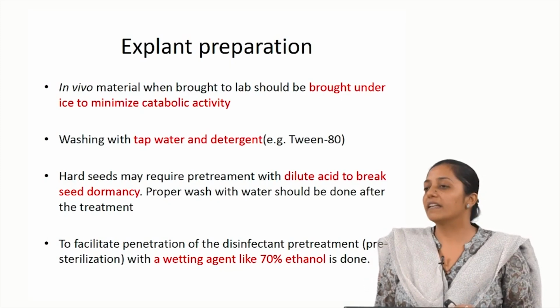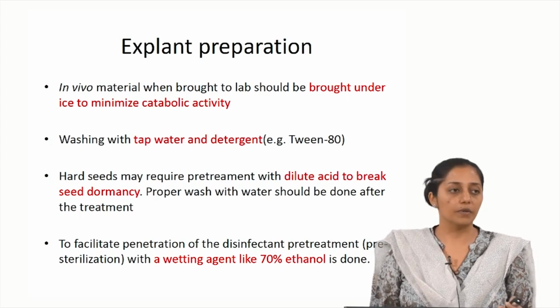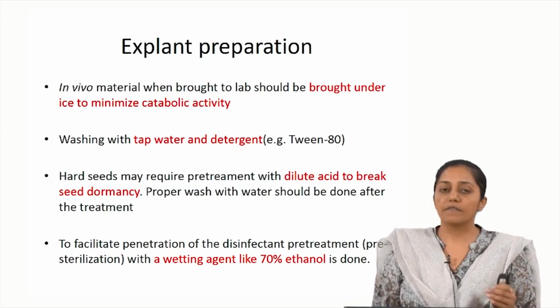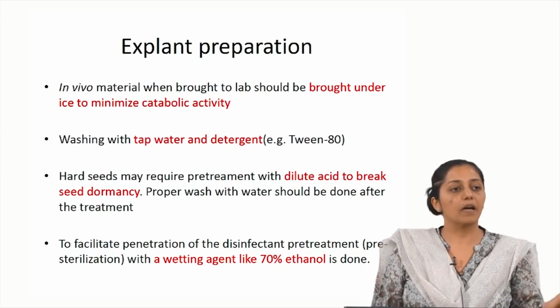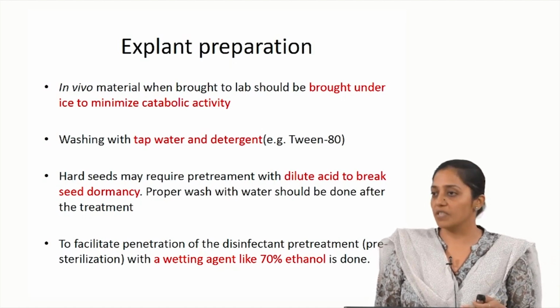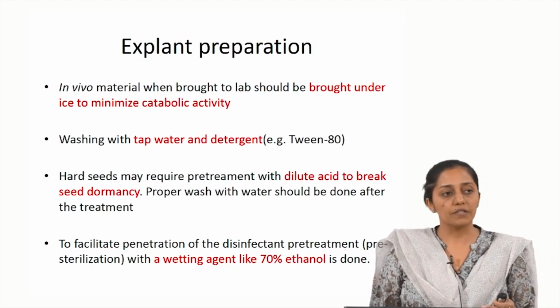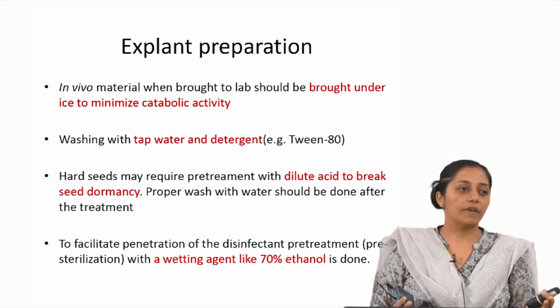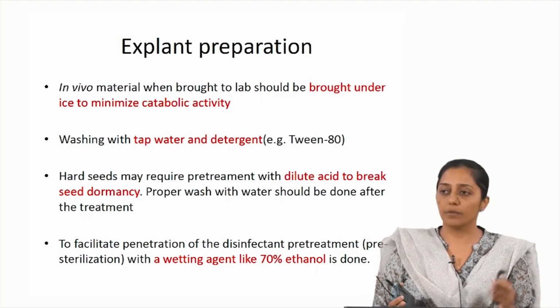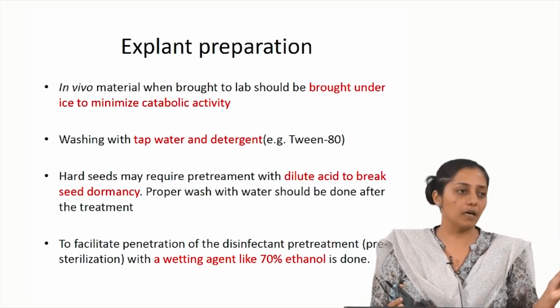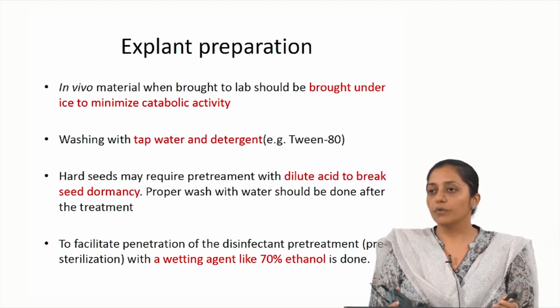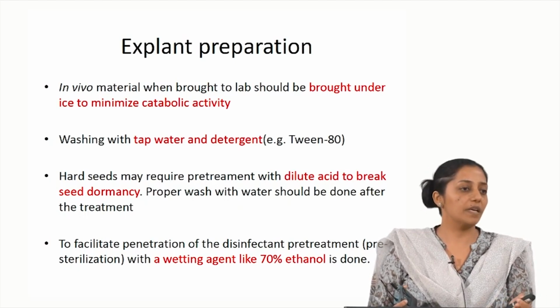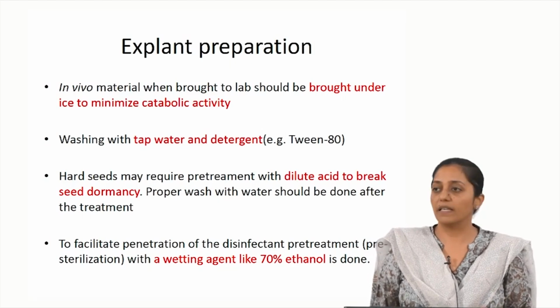What should be taken care of when you are starting to initiate these in vitro cultures? If you are bringing an outside plant material inside to be used as an explant, the first thing is you need to make sure that you bring it in an ice box or very quickly, because as soon as you excise it from the plant, the catabolic activity, the breakdown, begins. So you need to minimize that catabolic activity. In order to minimize it, you should bring it in an ice box and as quickly as possible.